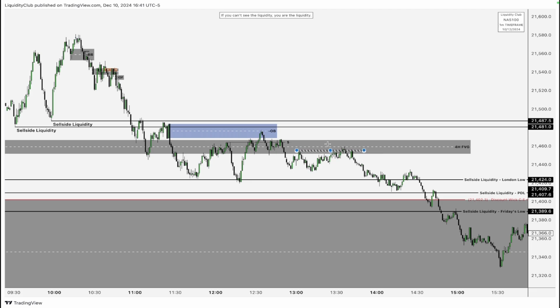rejected the highs here. Every time price rejects the highs, you could be looking at this as an entry for turtle soup entries.